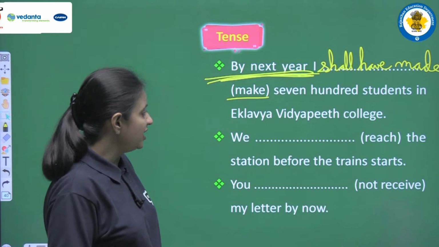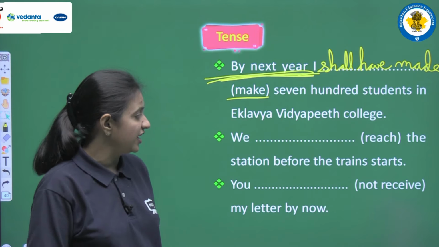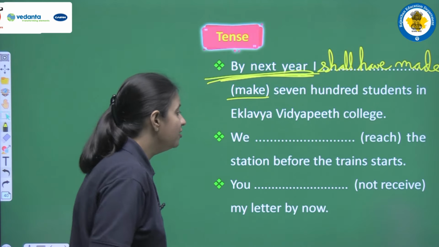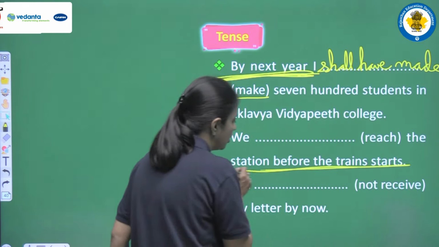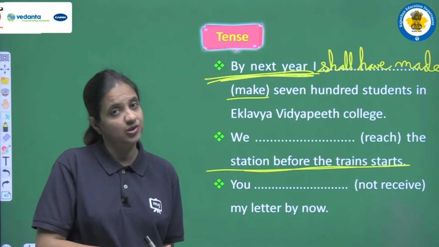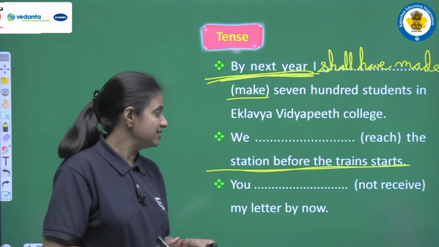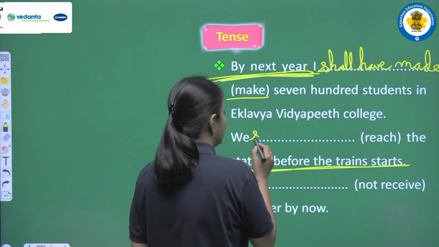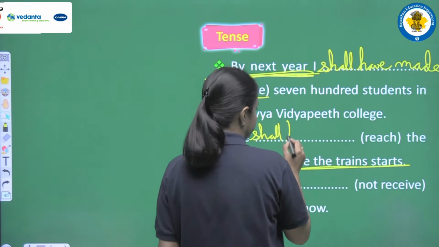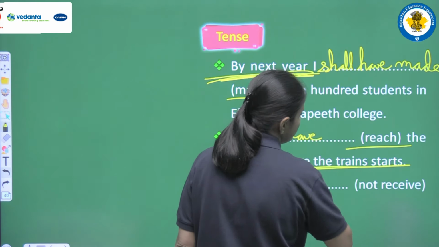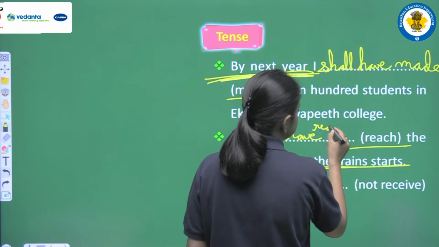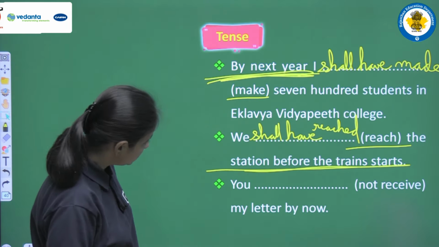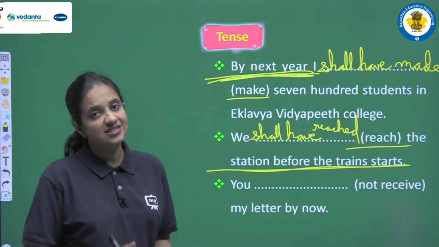Next sentence is: We reach the station before the train starts. Okay, so yes, in this sentence we are not having by plus time, but this action also shows that this is a future action. So we will use future perfect tense here. As a subject we are having we. So for we have to use shall have. Main verb is reach, third form is reached, and the sentence will be: We shall have reached the station before the train starts. Okay.